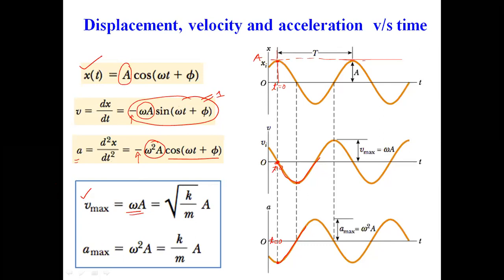Simple. Similarly, acceleration will be maximum when cos of omega t plus phi is maximum in magnitude. So the maximum value of cos is again 1. So maximum acceleration will be equal to omega square into A in magnitude, and the value of omega square is k by m into A. So simply we have the maximum values of velocity and acceleration. And remember that maximum velocity will be at the equilibrium position and maximum acceleration will be at the extreme position. Okay?